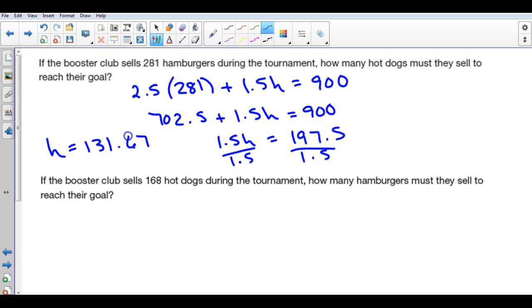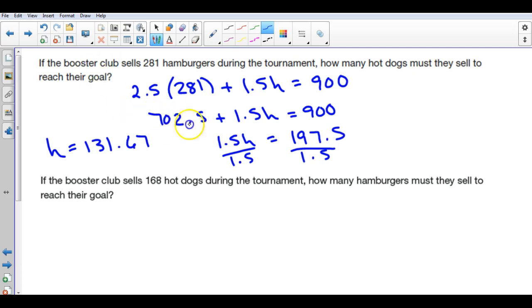131.67. Let's think about that. I've never gone to a concession stand and said, give me 0.67 of a hot dog. You can't buy 2/3 of a hot dog. I can either buy a whole hot dog or I can buy no hot dogs. I could buy 131 hot dogs. I could buy 132 hot dogs, but I cannot buy 0.67.